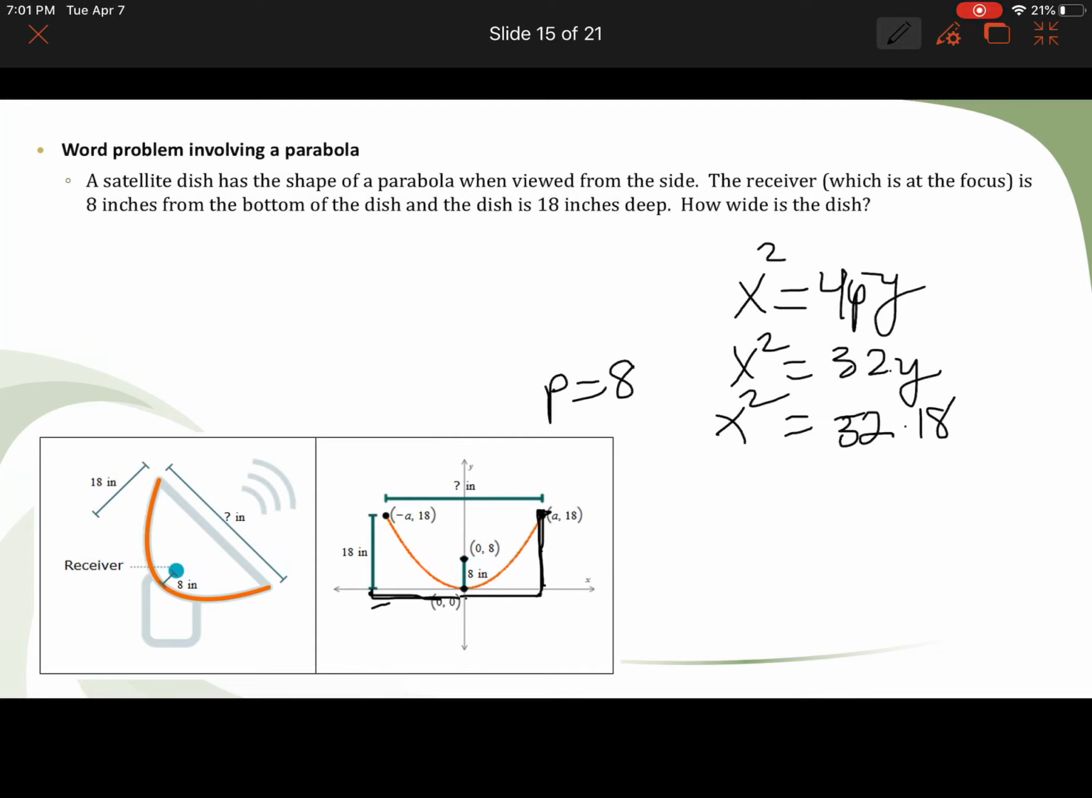So 32 times 18 is 576, and the square root of that is 24. All right, so that's telling us that this length is 24. So the width of the whole thing is 48. And we're in inches.